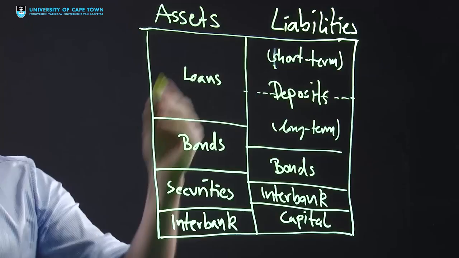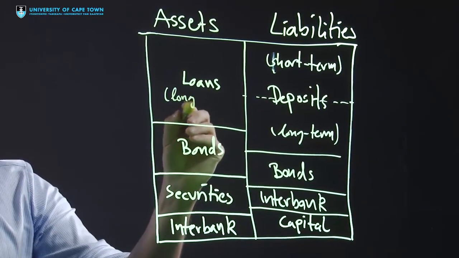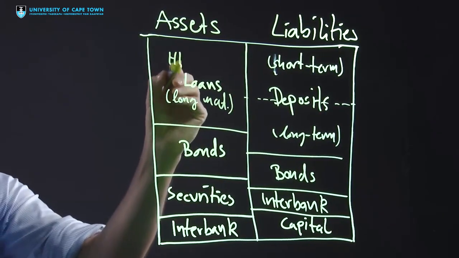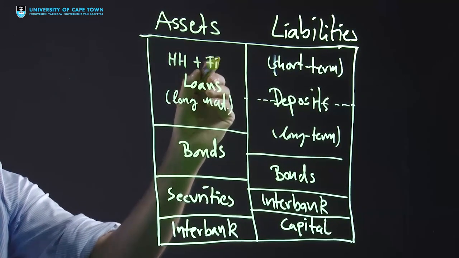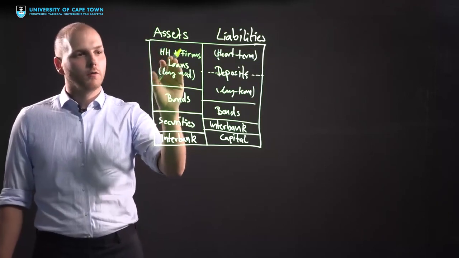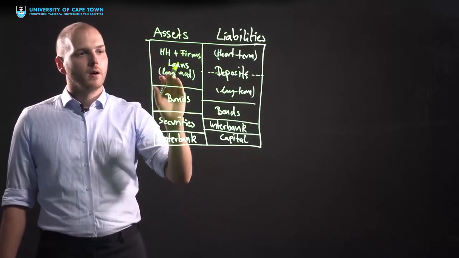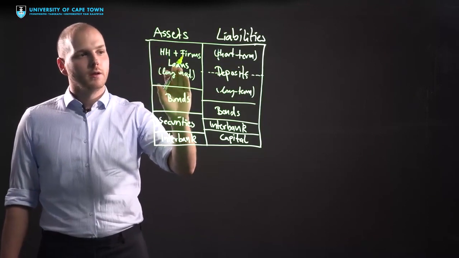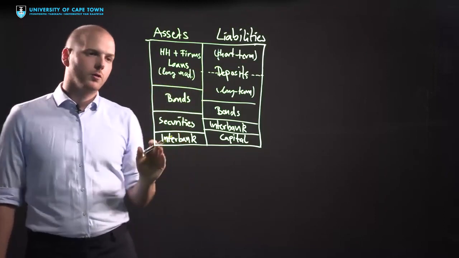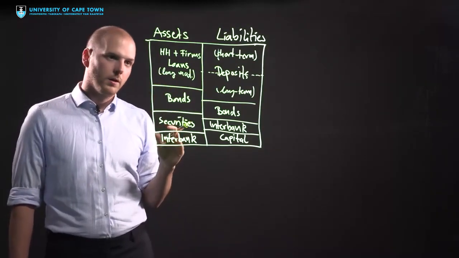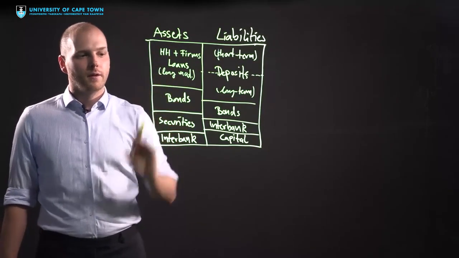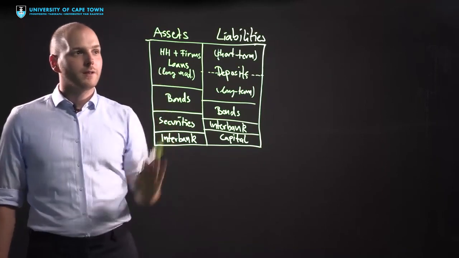deposits. Loans usually always have a long maturity, and these loans are to either households or to firms. By far the biggest chunk of loans to households are mortgages. They have a very long maturity, but loans to firms are usually larger than loans to households in total. It depends a bit on the country. In the US, for example, household loans are much, much larger than firm loans. So this is the basic bank balance sheet.